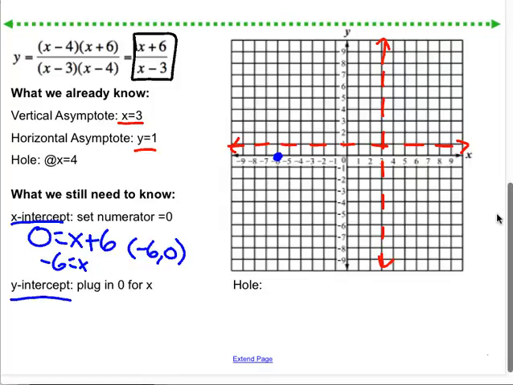Y-intercept, I'm going to plug in 0 for x. And again, I'm going to use my simplified expression. 6 divided by negative 3 gives me a negative 2. So my y-intercept is down at 0, negative 2.